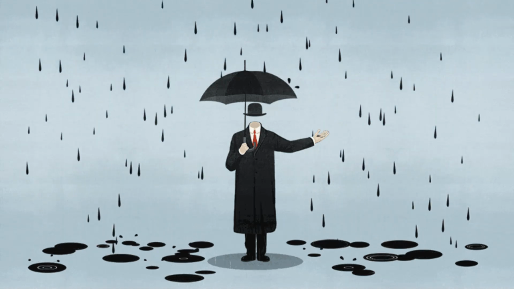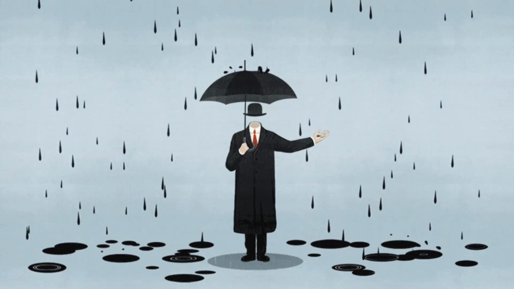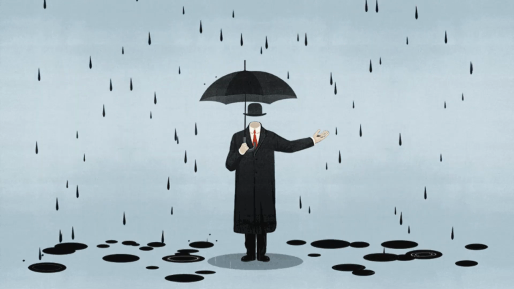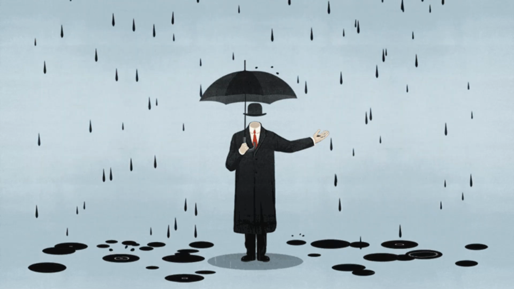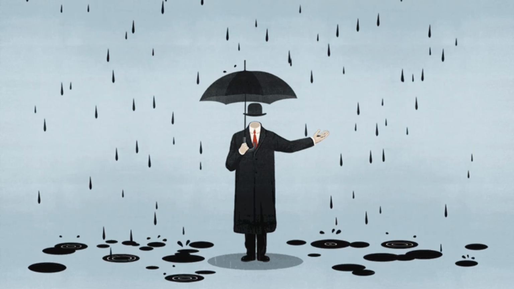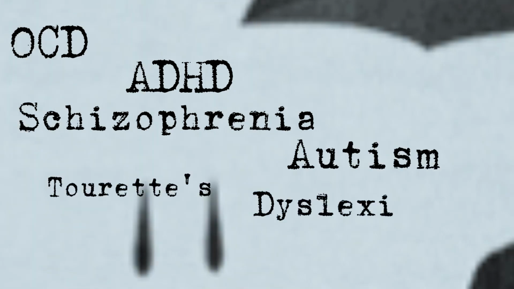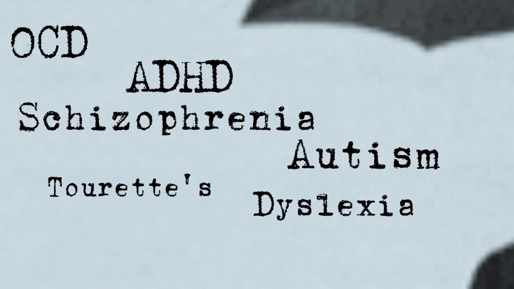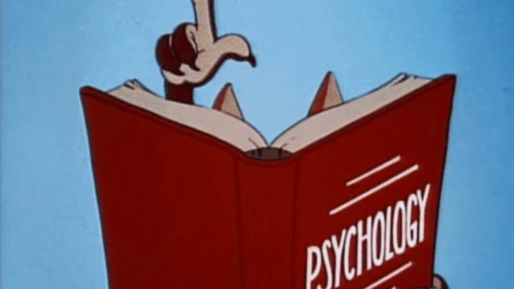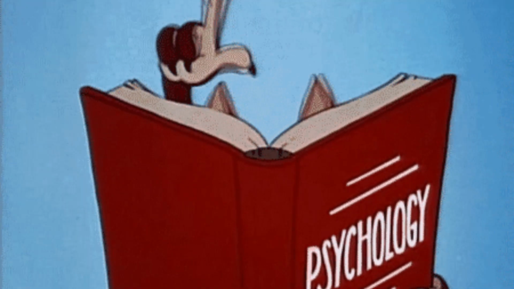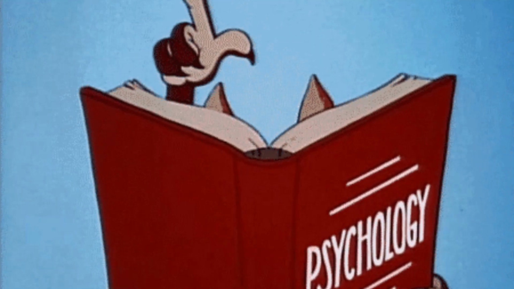Neurodivergent is a broad-spectrum term that holds many different phenomena of the brain. Many liken the term neurodivergent to an umbrella. Under the broad shelter of neurodivergence, conditions such as OCD, ADHD, schizophrenia, autism, Tourette's, dyslexia, and many other conditions are kept safe. But what is neurodivergent behavior, and how can we correctly categorize certain conditions as such?